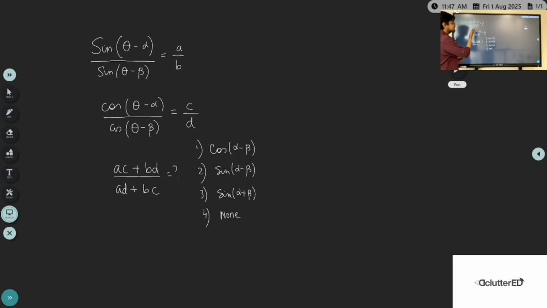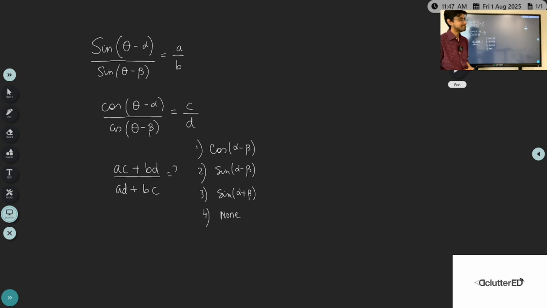Sine of theta minus alpha by sine of theta minus beta is a by b. In the same way, cos of theta minus alpha by cos of theta minus beta is c by d. They have asked us what the value of (AC plus BD) by (AD plus BC) is. Pause this video for a couple of minutes, try solving it yourself, and then come back to me for the solution.